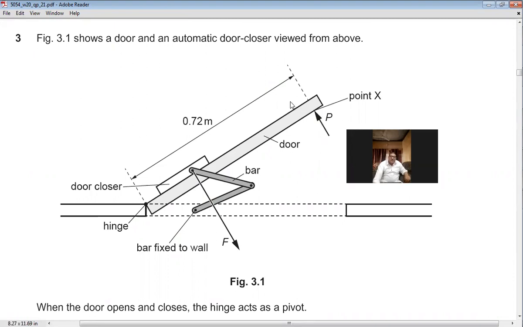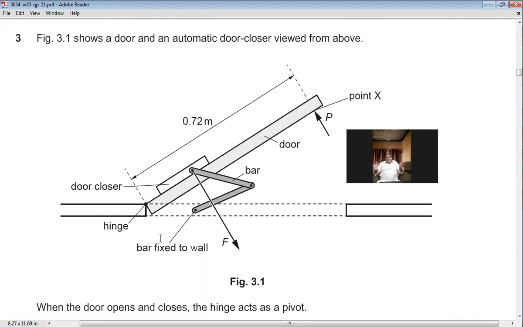This P is trying to produce an anti-clockwise moment. This F is trying to produce a clockwise moment. He says that the force F is quite large as compared to P, but still the door rotates anti-clockwise. The door opens. Why? The simple reason which you can quickly understand is that the door is opening because the moment produced by P is larger than the moment produced by F.